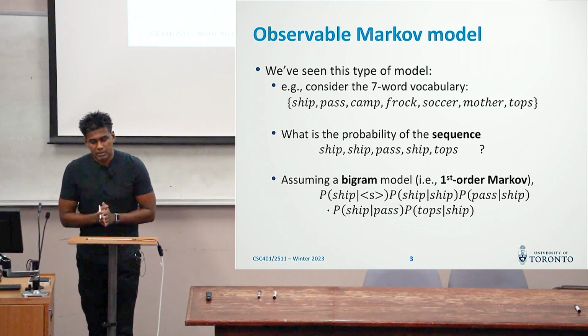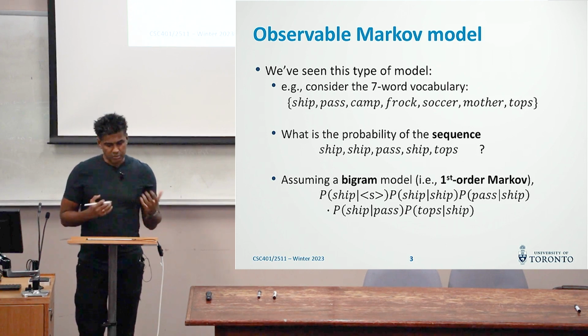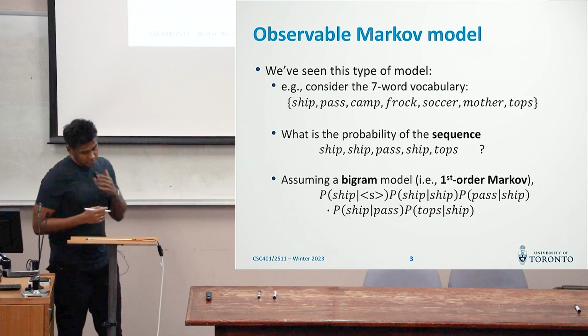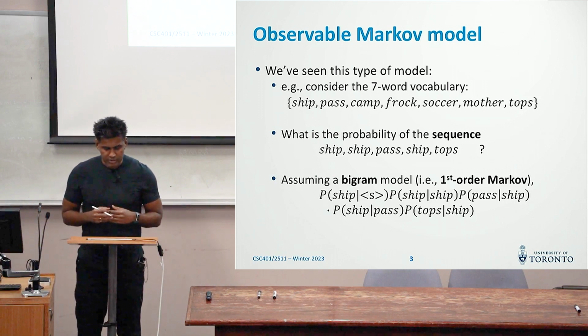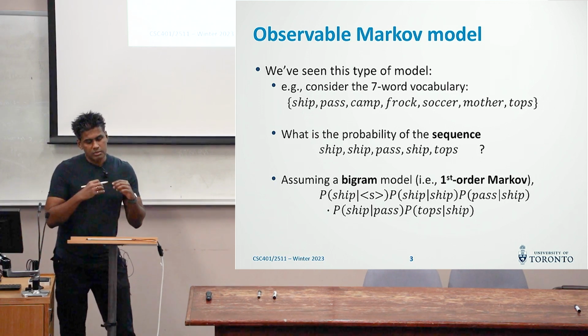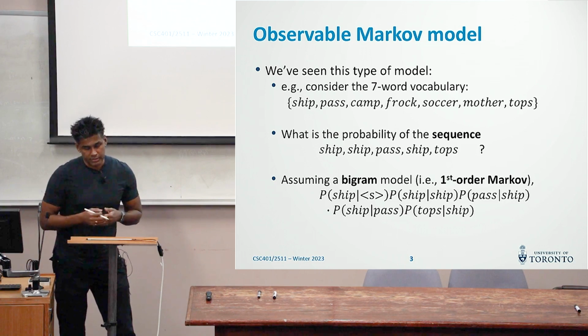what is a Markov model? A Markov model is a statistical model that assigns probability to a sequence of events. So, for example, here we see a 7-word vocabulary: ship, pass, camp, frog, and so on. And then the Markov model can be used to assign a probability when we have a sequence of these vocabulary items.